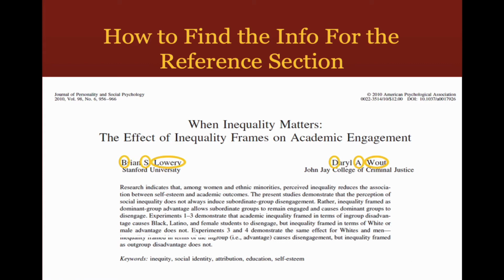So first you need to report the authors, right? So the authors always go from top left to top right, and then bottom left to bottom right. So the first author here is going to be Lowry. Second author here would be Wout. If there was a third author, it would be below Lowry. And if there's a fourth author, it would be below Wout. So it just basically goes top left down to bottom right. So that's how you know the order. So you put Lowry, then his initials, Wout, my initials.